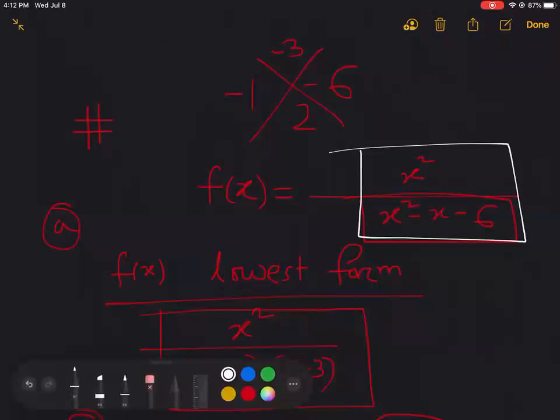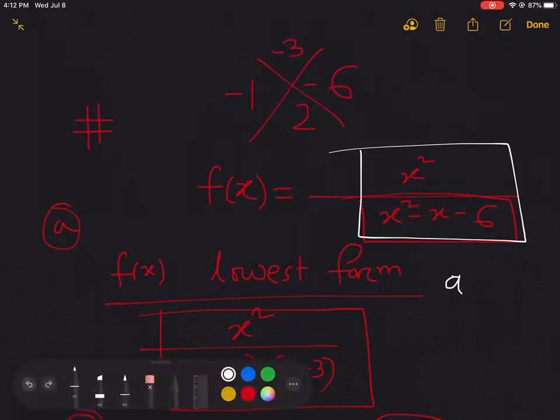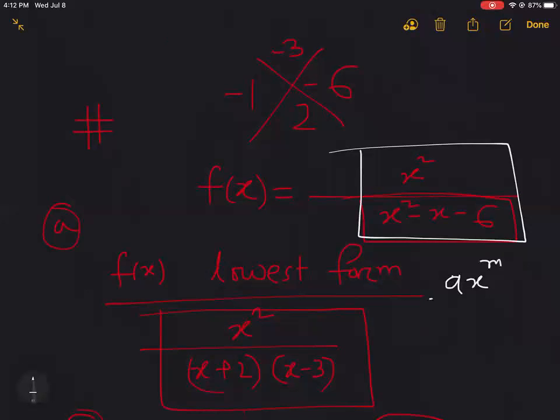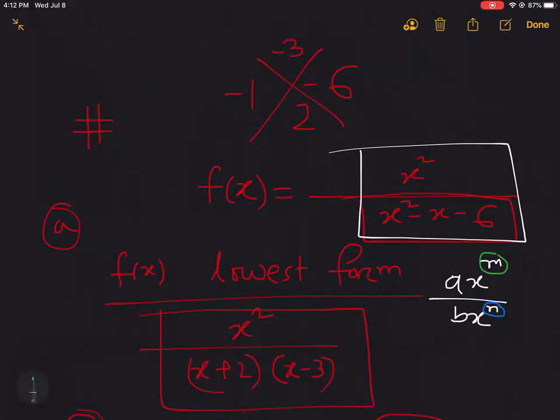Let's say m is the degree of the numerator, and n is the degree of the denominator. You can just eyeball these two numbers, m and n, and decide whether or not there is a horizontal asymptote.